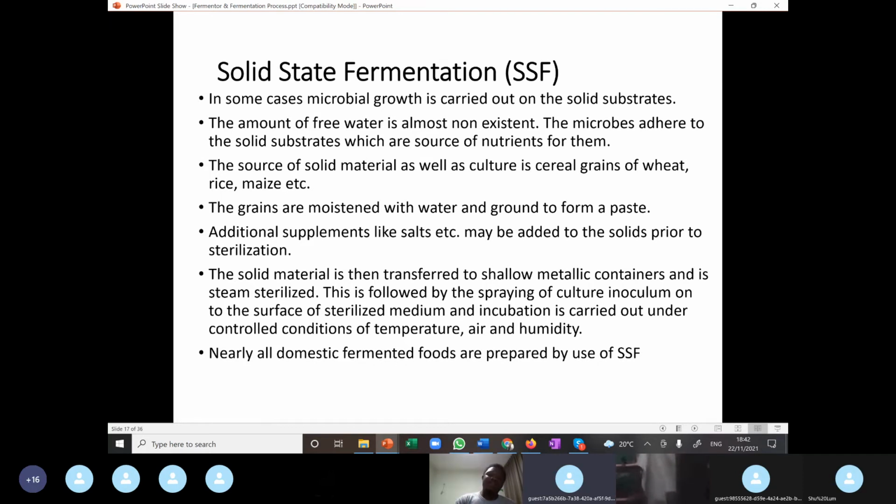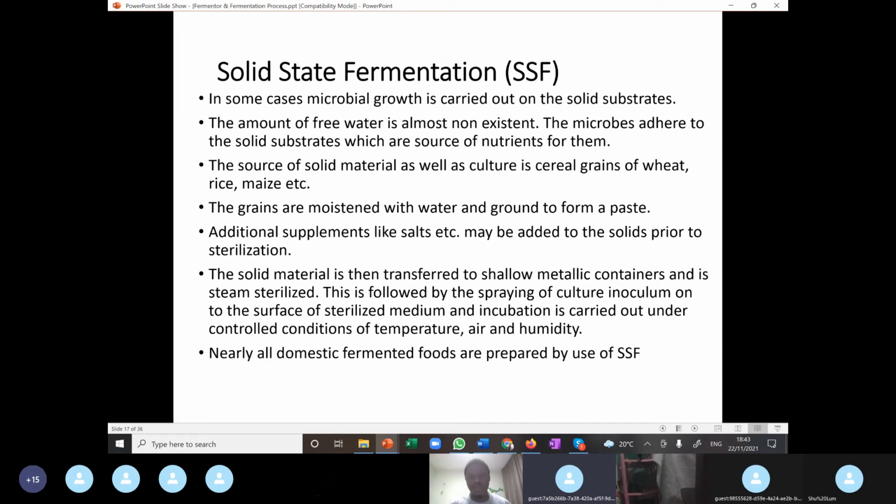When we add this microorganism, we could want to supplement the medium by adding some salts, some other micronutrients or minor elements. When we add all of this, we allow it to stand and ferment for some time, of course making sure that we have appropriate temperature and other environmental conditions at optimum level. At the end, we harvest, and then our product is ready for downstream processing and packaging.